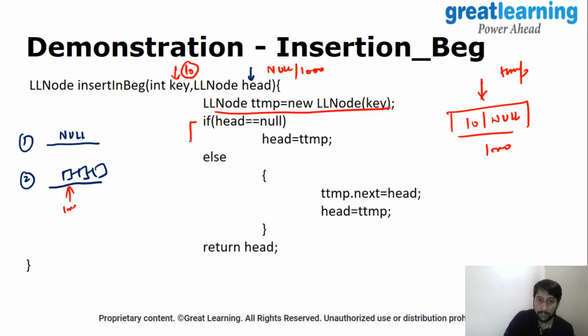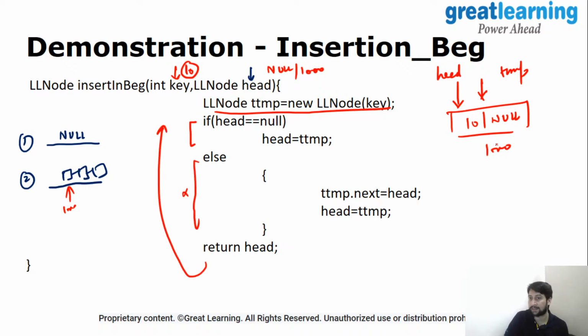Now you will check, okay, if head is null, let's consider the case where head is null. Yes, it is. Then head will be pointing to this temp. So you have this head that is pointing to this temp. You will not go into the else part and you will return this head. That means the reference of this head, that is 1000. Okay, done. So you have your insertion at beginning done.